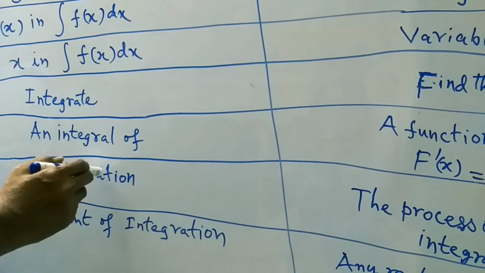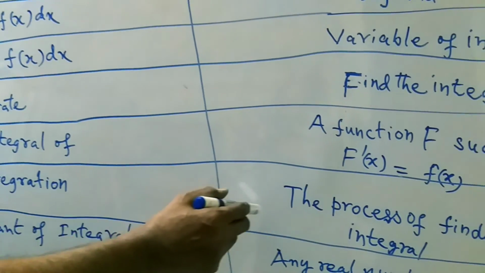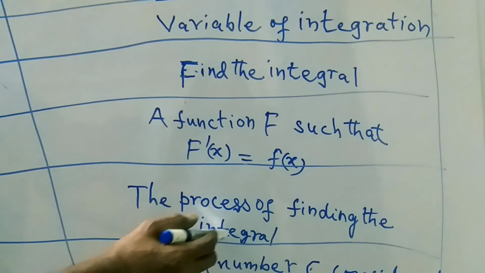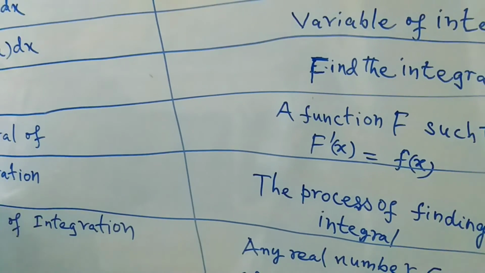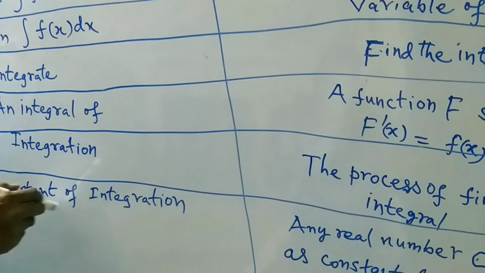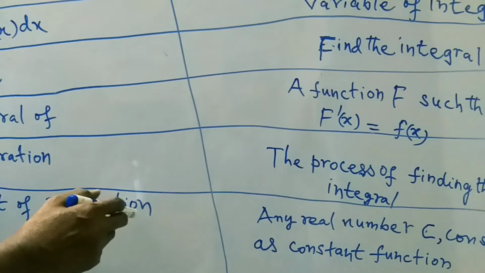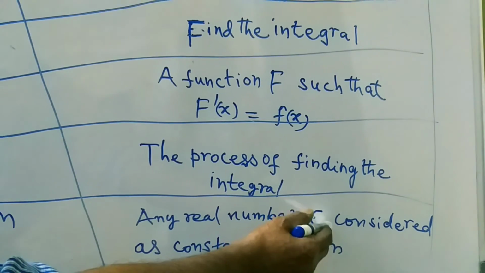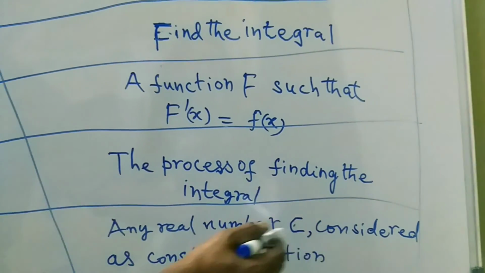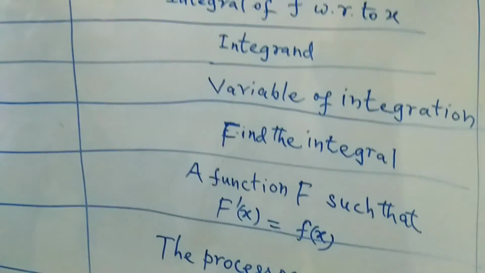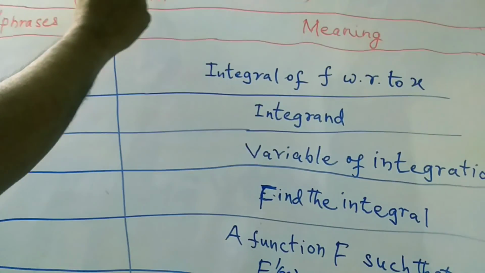Integration means the process of finding the integral. Now last, the constant of integration means any real number c considered as a constant function. So all this is the tabular form of the integration definition.